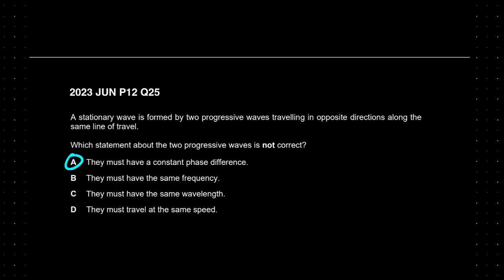Points of max amplitude, you guys know, we call antinodes. Points of min amplitude, we call nodes. They must have the same frequency, same wavelength, same speed. All of these are requirements for the formation of a stationary wave.